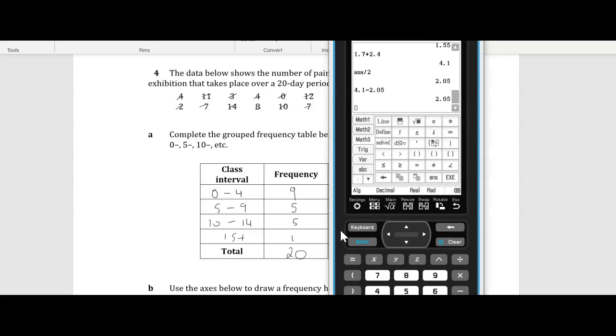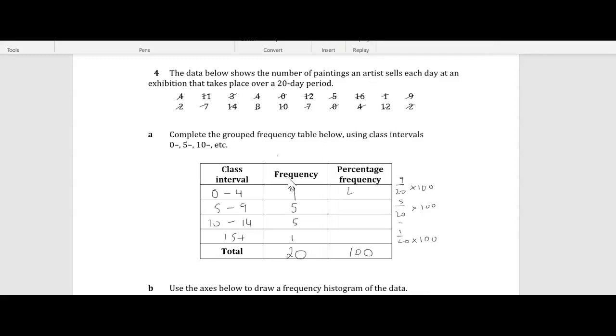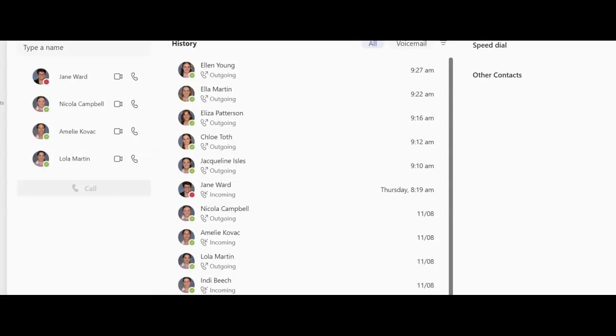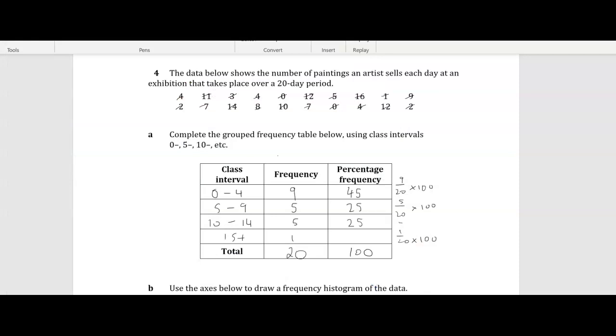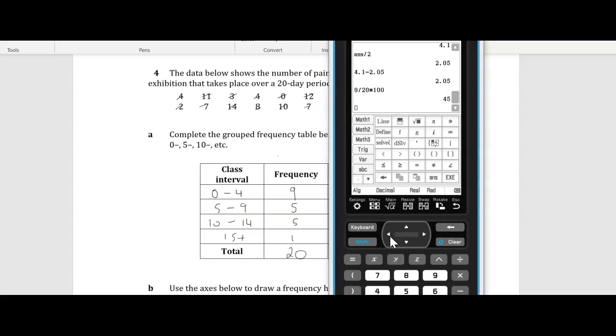Okay, so on your calculator, 9 divided by 20 times 100. Okay, so 45%. 5 over 20 is the same as 1/4, so that's 25%. And then 1 over 20, whoops, don't want that. Oh, sorry, let's just go back to here. 1 over 20 times 100 is 5%.